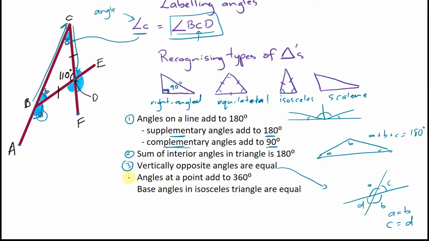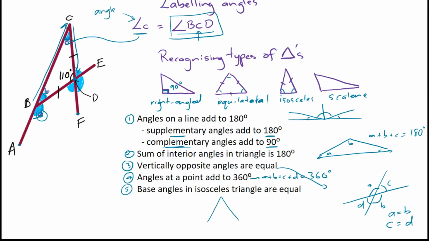The fourth rule is angles at a point. So if I go back to this example here, for angles at a point, A plus B plus C plus D equals 360 degrees. And the last rule we're looking at is base angles in an isosceles triangle are equal.